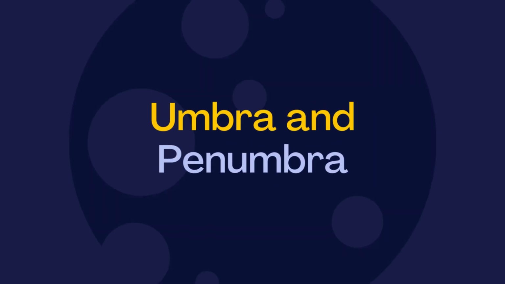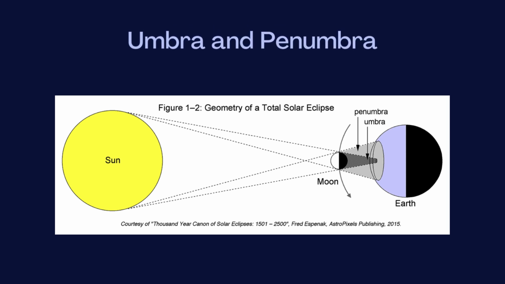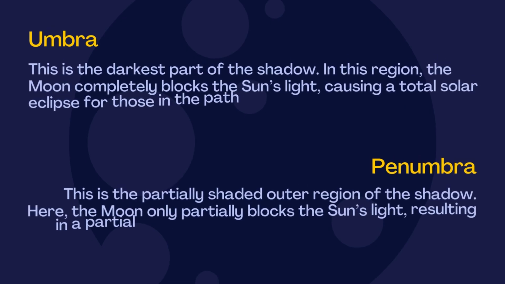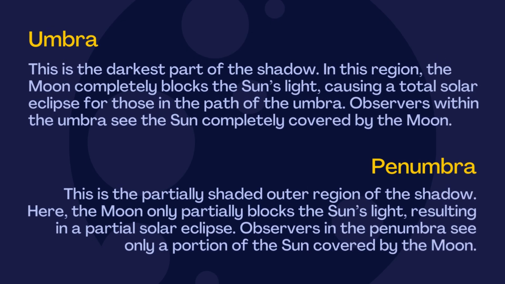Umbra and penumbra. Umbra. This is the darkest part of the shadow. In this region, the moon completely blocks the sun's light, causing a total solar eclipse for those in the path of the umbra. Observers within the umbra see the sun completely covered by the moon.